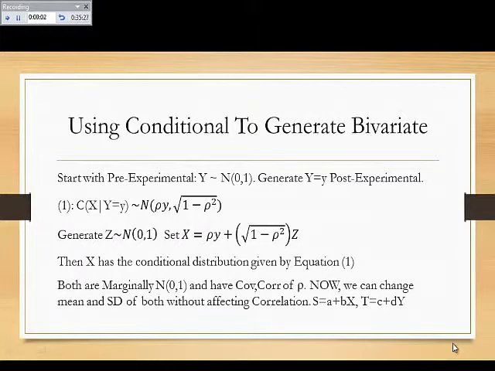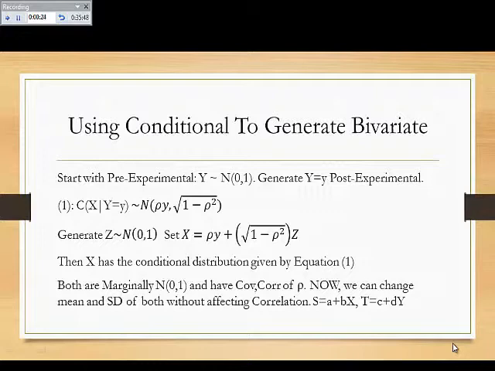Okay, now there's one more very important way to generate. This whole lecture is about how you construct a general bivariate normal. So I've shown you one way. This one way that I've shown you is based on the joint density. Now I'm going to show you how to generate normals based on the conditional density.